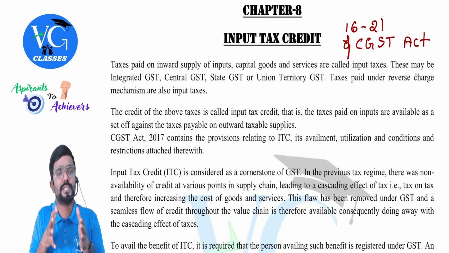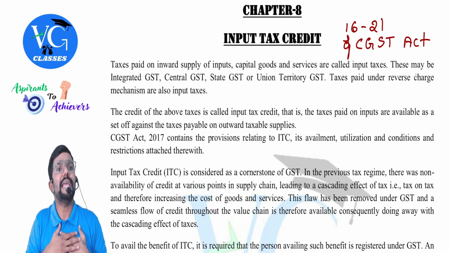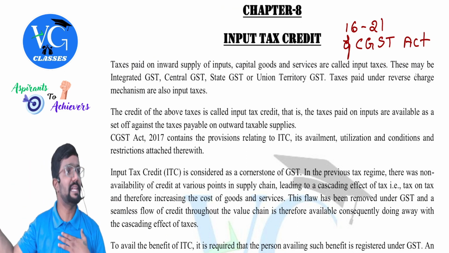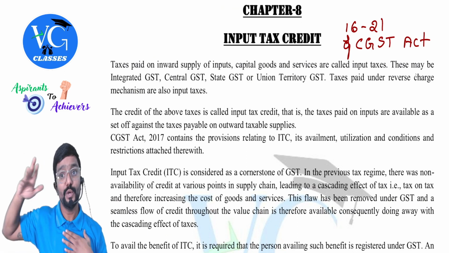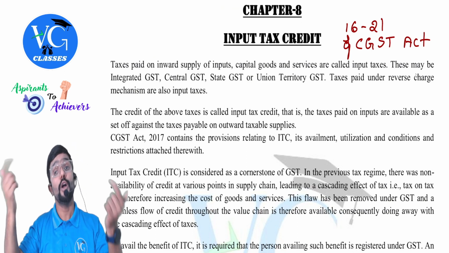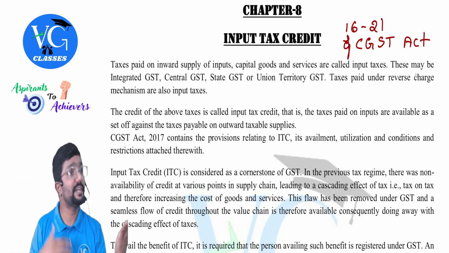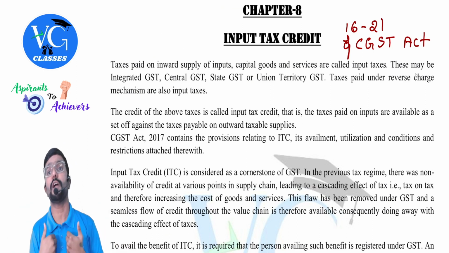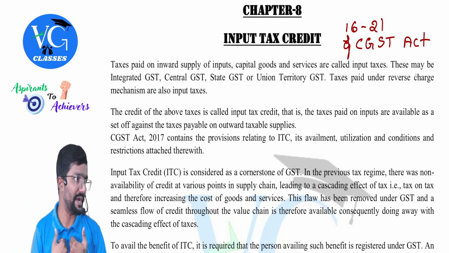Guys, in the first part of this chapter we will just focus on whether I am eligible to claim credit. Once I get a credit, how to utilize it we will see later in the same chapter, maybe tomorrow. But how to get the credit? Am I eligible for it or not? Or is it restricted or blocked for me? We will understand it today, guys.